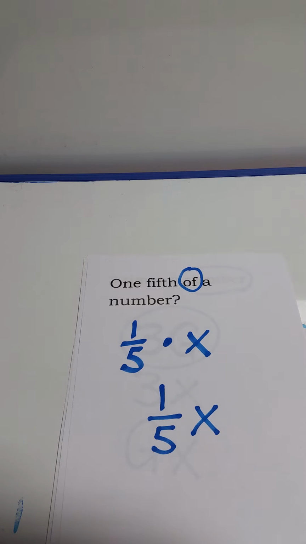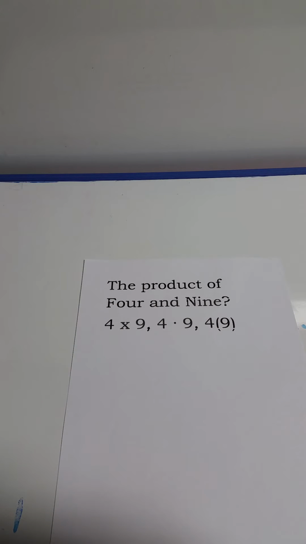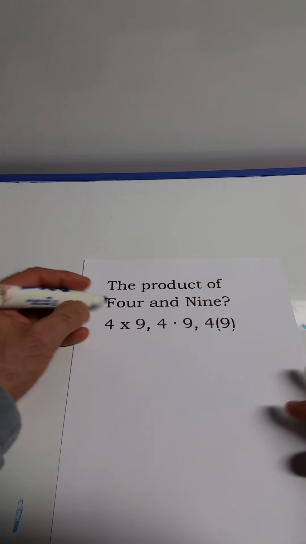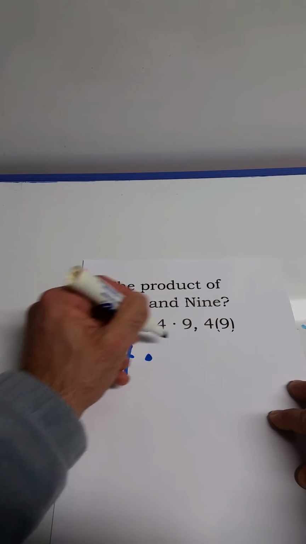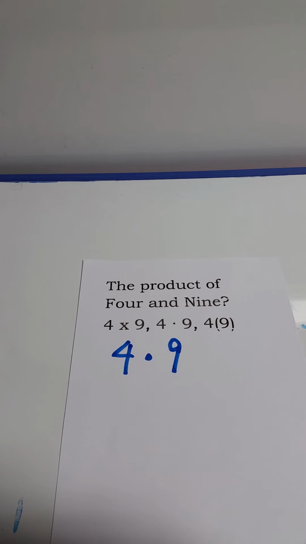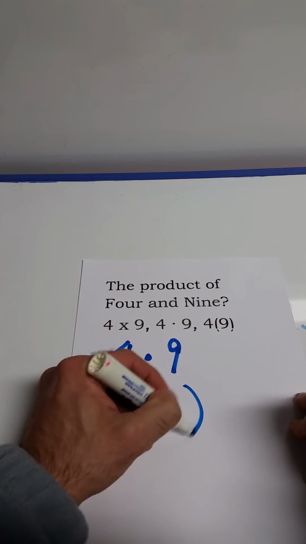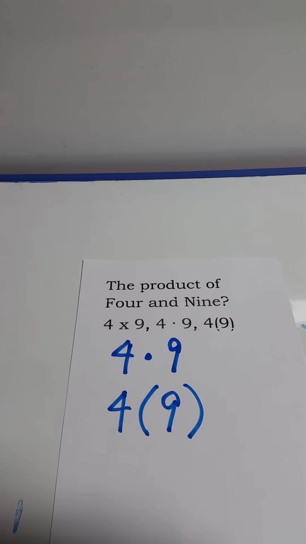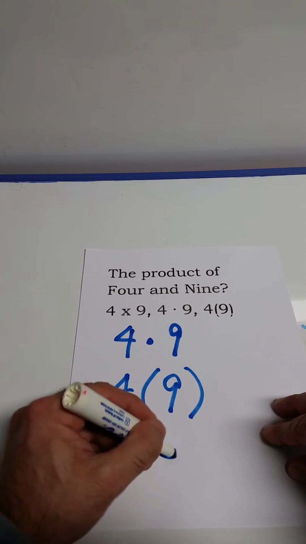How would you do this? The product of 4 and 9. Well, the product is multiplication, so we can do 4 times 9. But this is how we would normally write it, with the dot. We can even use parentheses. Parentheses does mean multiplication. And since multiplication is commutative, you can also switch it around.